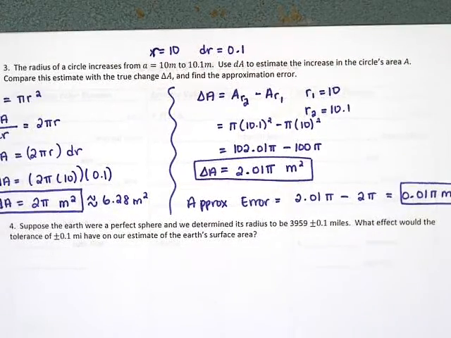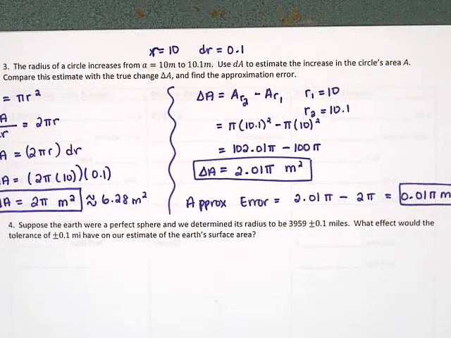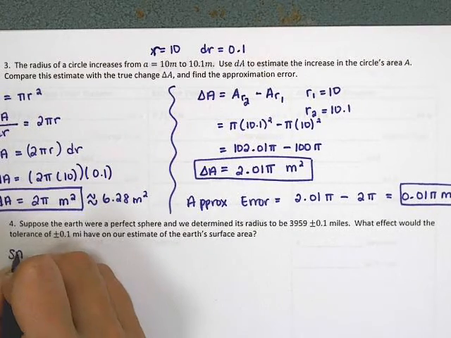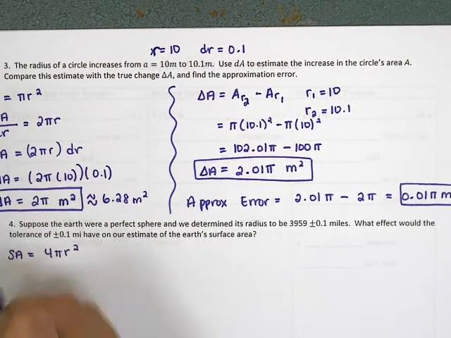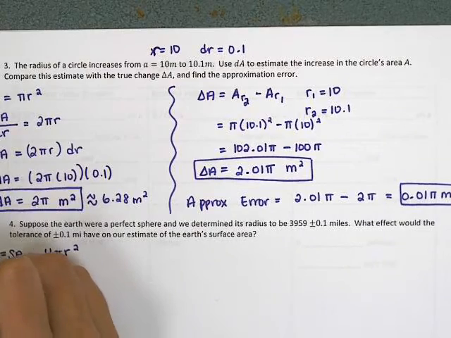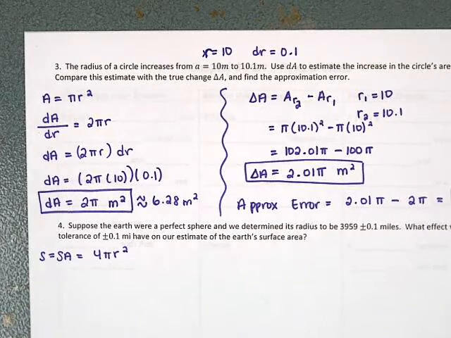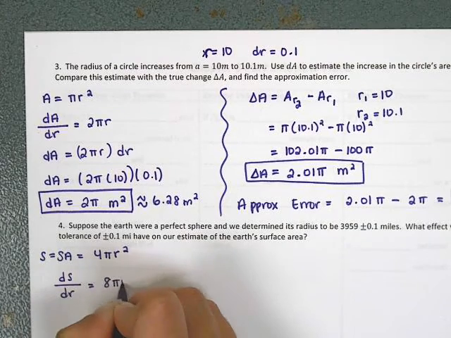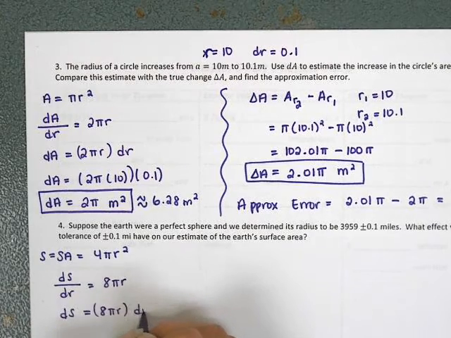Let's do another one. Suppose the Earth were a perfect sphere. We determined the radius was going to be this number, plus or minus 0.1 miles. What effect would the tolerance of plus or minus 0.1 miles have on our estimate of the Earth's surface area? So, surface area of a sphere is 4 pi r squared, which means, and I'm just going to call this S for the purposes of our experiment here, if we want to estimate the error, we would have dS over dr equals 8 pi r. If I multiply by the dr, I get 8 pi r dr.